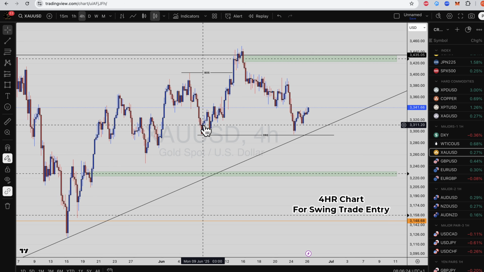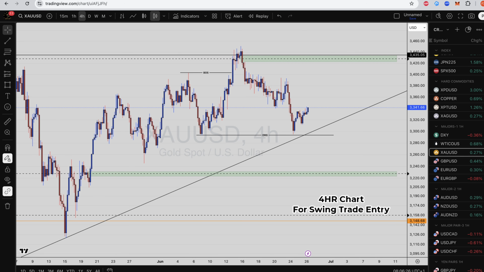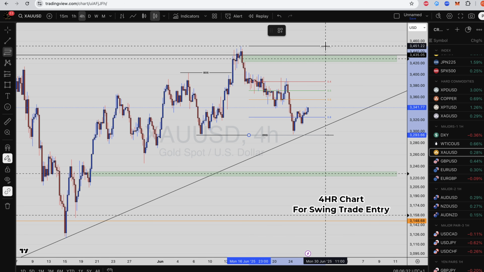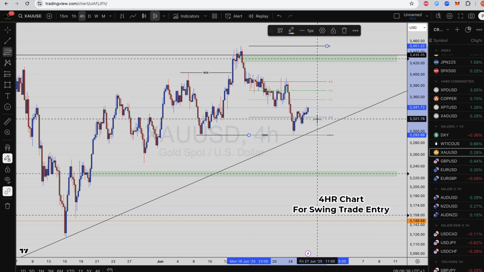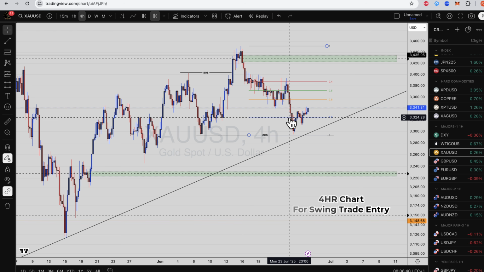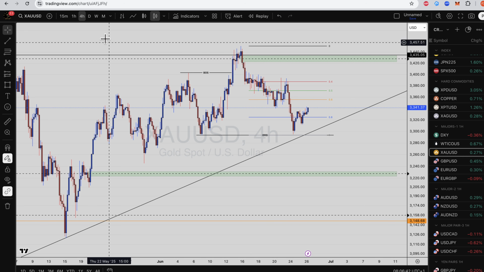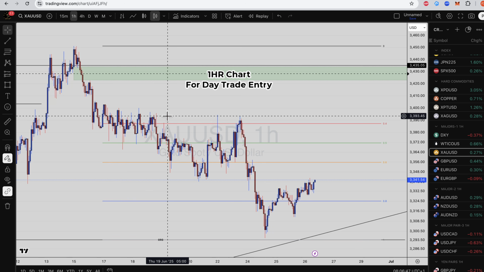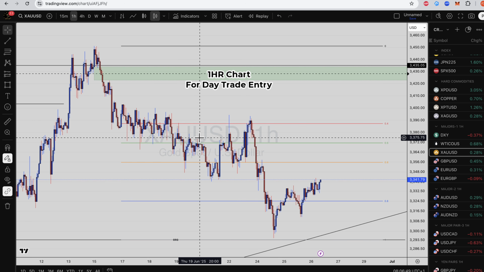So basically what we are having right here is just a pullback from this higher low. We use our Fibo on the recent higher high, and you can see the 0.8 acted as a demand level. So that was what we had right here. We can move all the way to the 1-hour chart and see how price reacted. So this is the 1-hour chart.